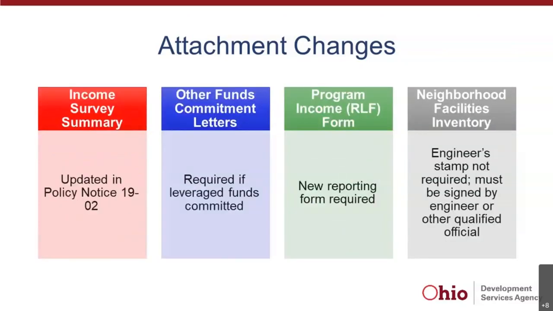Policy notice 1902, our income survey policy notice, was updated again this past January. Commitment letters for leveraged funds require a signature, a dollar amount, and the year the funds will be available. There's a new reporting form for revolving loan fund. And the neighborhood facilities inventory no longer has to be stamped by an engineer, but still has to be completed and signed by a qualified individual.